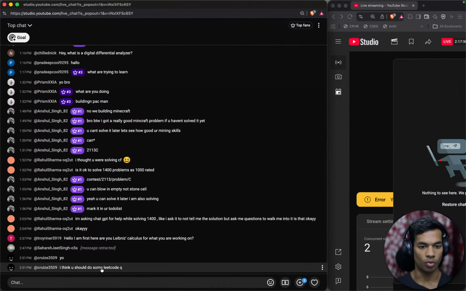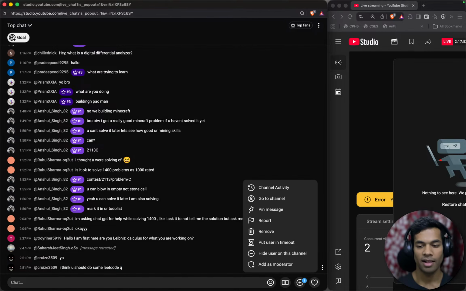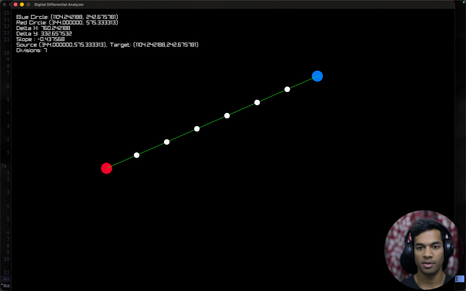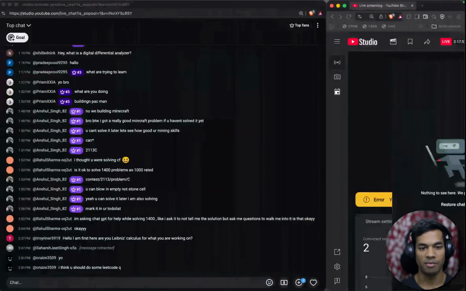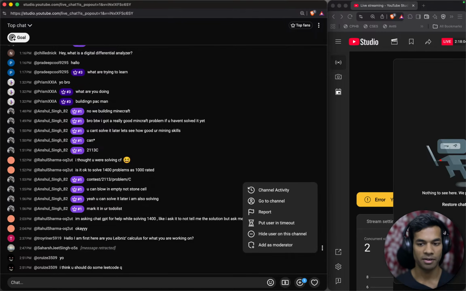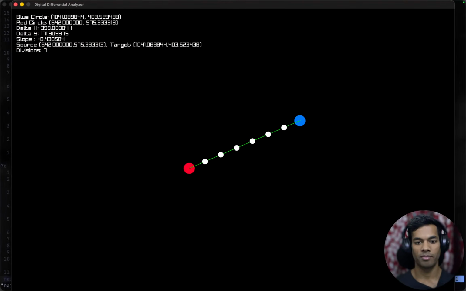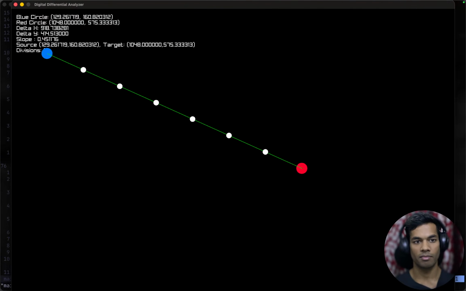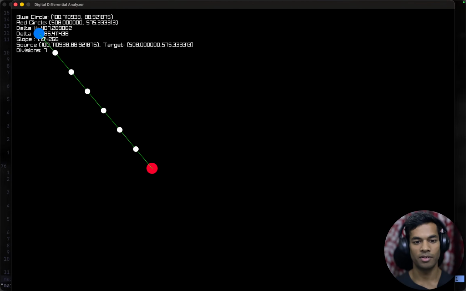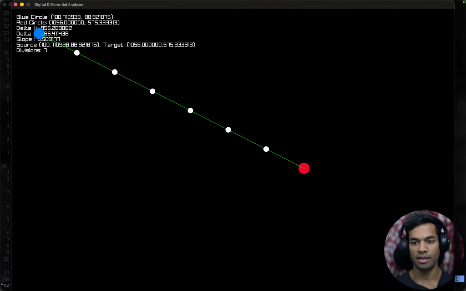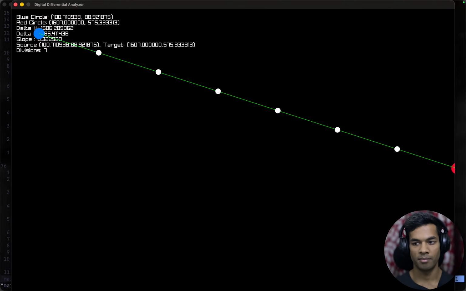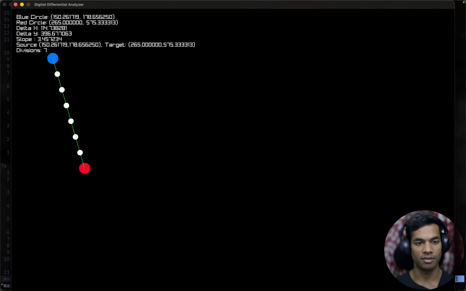And yo, I think you should do some LeetCode question in the game, something related to the game. Yeah, we cannot do everything at the same time, right? And your message got retracted somehow. And this is cool. If this goes out of scope, then this wraps back up and starts from the beginning. Like this, like this. That is cool.